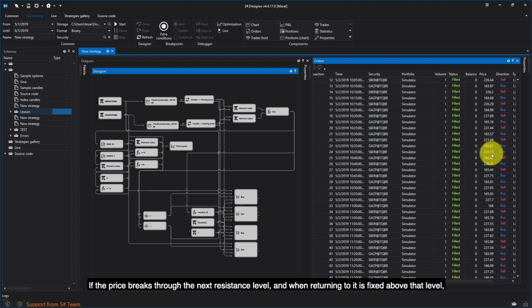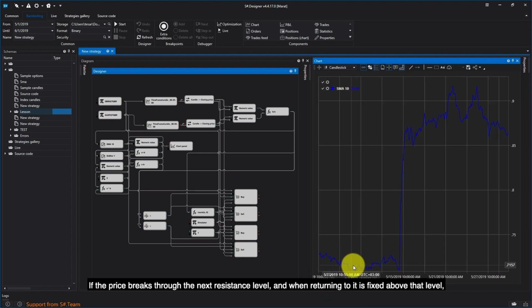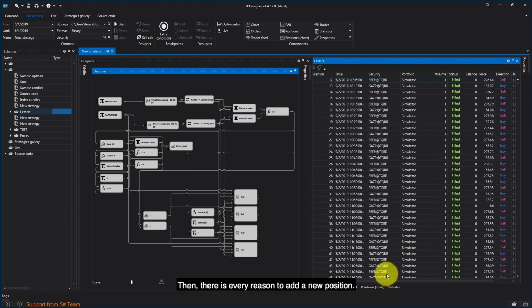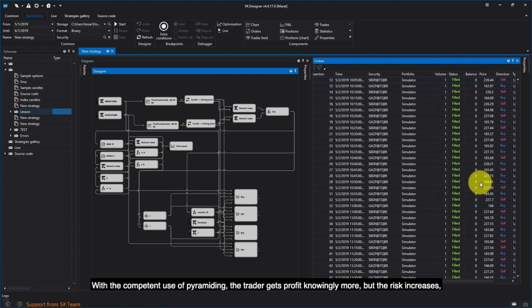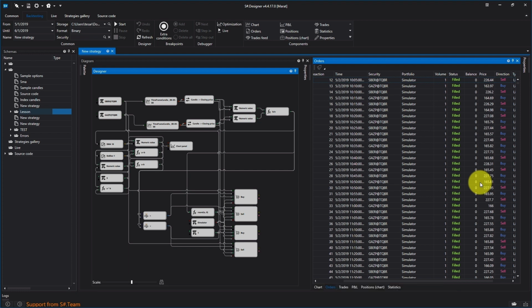If the price breaks through to the next resistance level, and when returning to it is fixed above that level, then there is every reason to add a new position. The main prerequisite of using pyramiding is to make sure that the trend is stable. It is also necessary to take into account the profit-loss ratio of 2 to 1. With the competent use of pyramiding, the trader gets profit knowingly more, but the risk increases. Therefore, it is important to choose the right pair of instruments for trading.